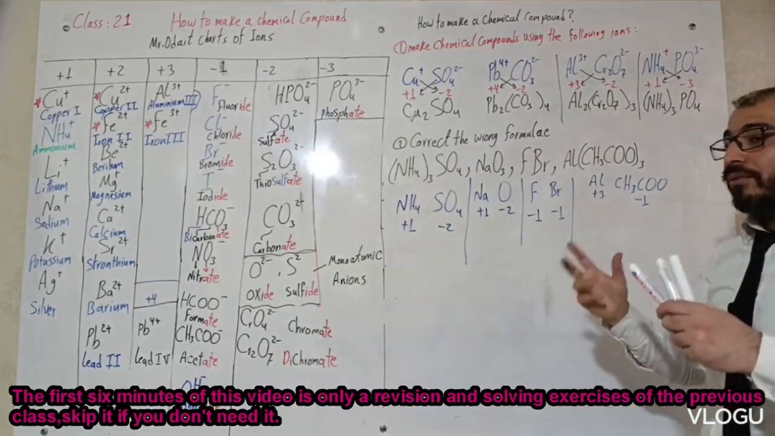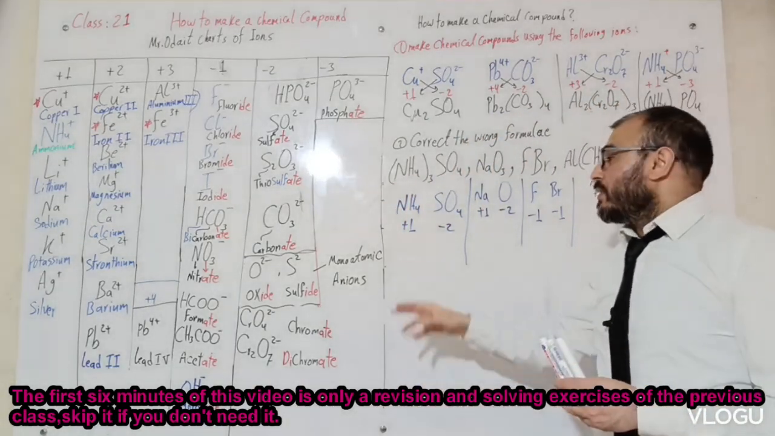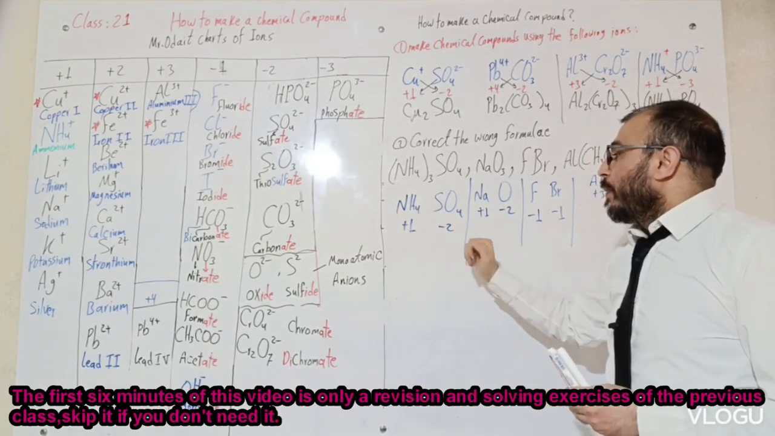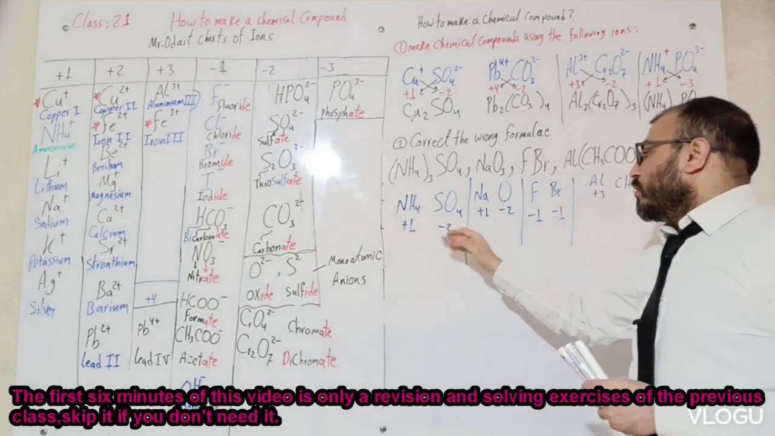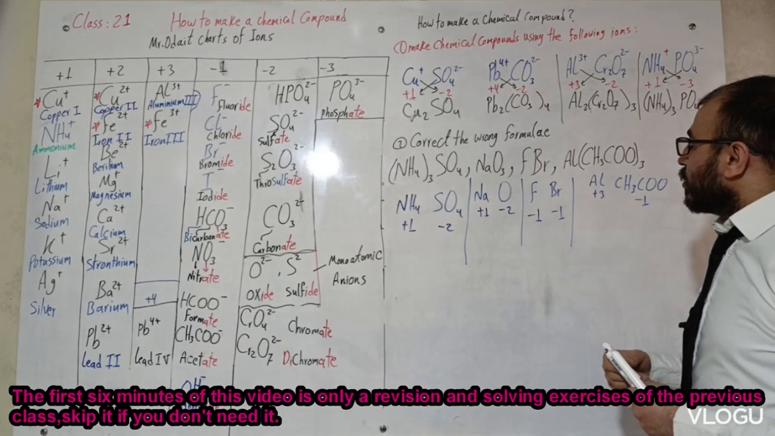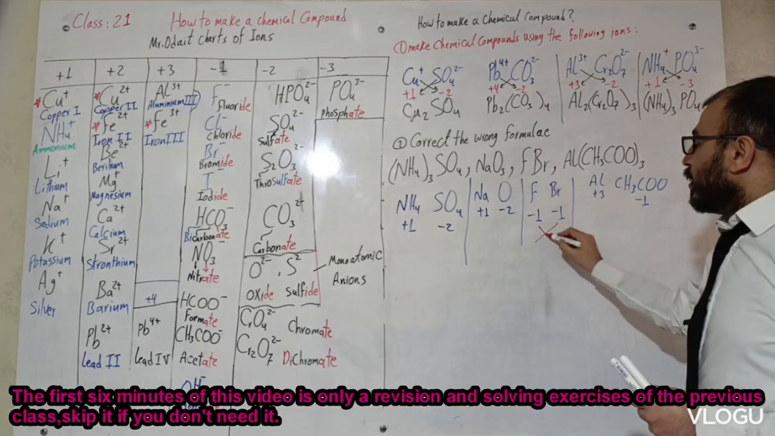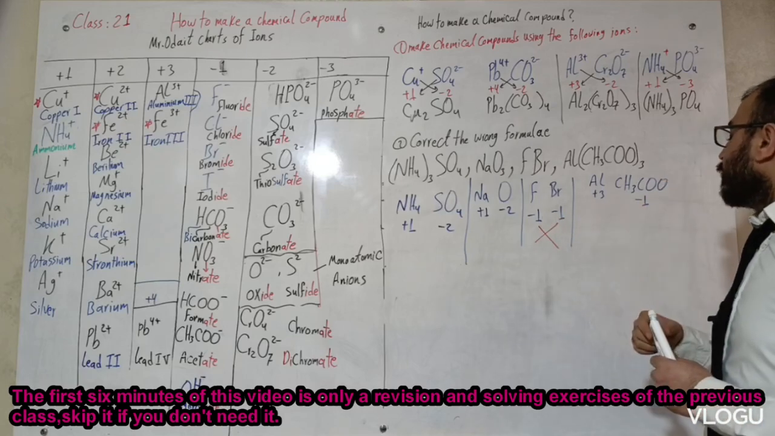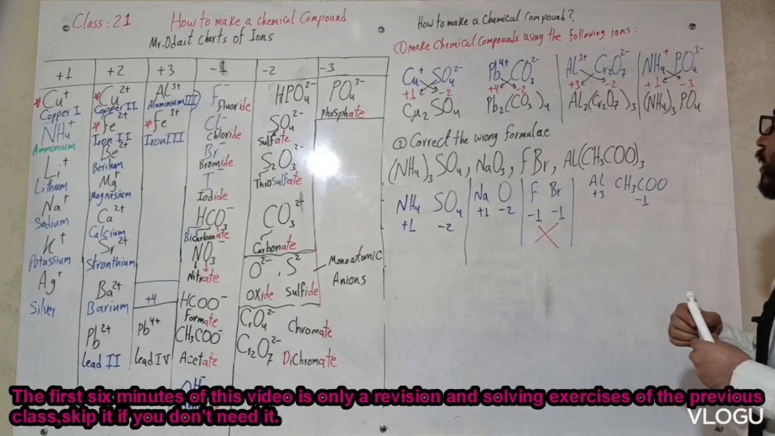So let's apply the 3 rules we have learned. Always, my friends, the left ion should be the cation, and the right one should be the anion. This is correct here in this term. This always applied. This one is wrong because I have 2 negative ions, and 2 negative ions cannot be joined together in one chemical compound.